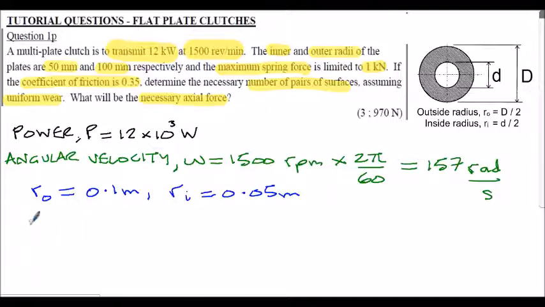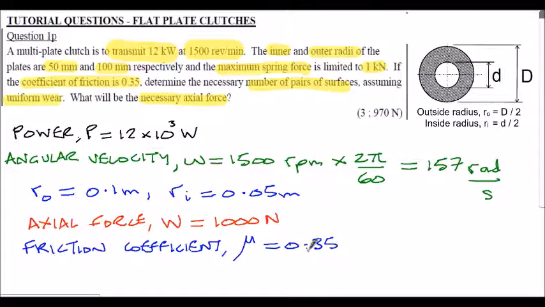So the actual force, that's symbol W, if you look at last week's work. And that's 1 kilonewton. Again, I'm going to remove the prefix. Let's go straight for 1,000 newtons or 10 to the 3 newtons. And the coefficient of friction is given. So we've got to find the number of pairs. We've got to find little n in this case, the number of pairs of friction surfaces.